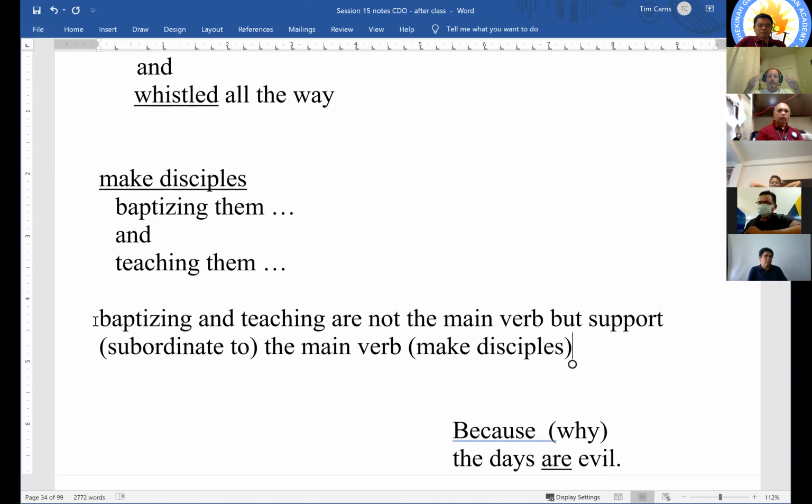The participles here tell us how. How do we make disciples? One, baptizing, two, teaching. But the main command is not baptize. The main command is not teach. The main command is make disciples.